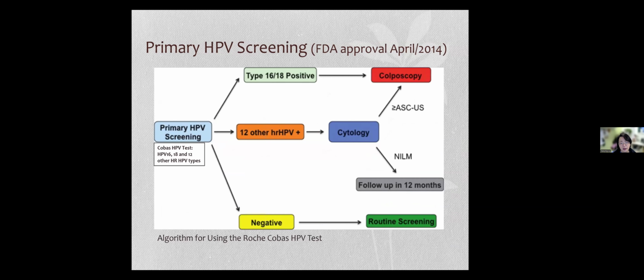And this is the algorithm for primary HPV testing. If primary HPV testing is 16 or 18 positive, the patient goes directly to colposcopy. Different labs have different numbers, but if it's other than 16 and 18, then you reflex to cytology. And if HPV is negative, pretty much you go to routine screening.